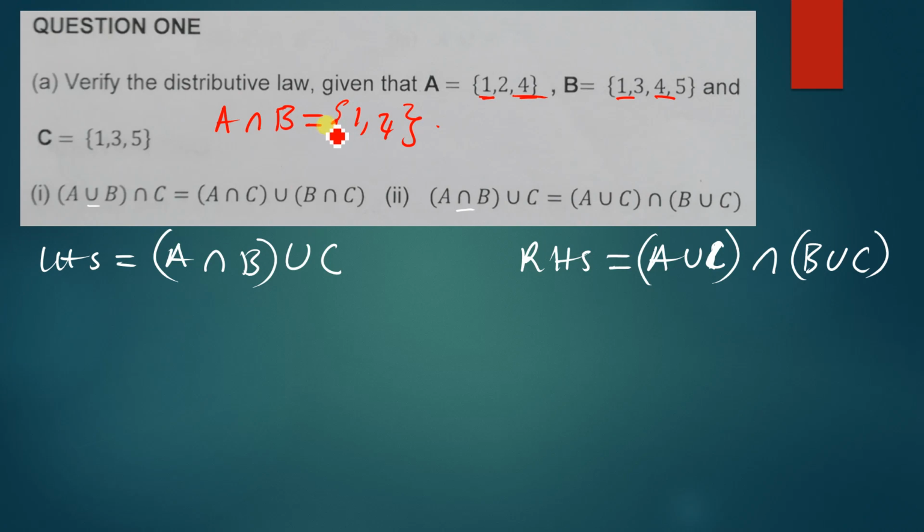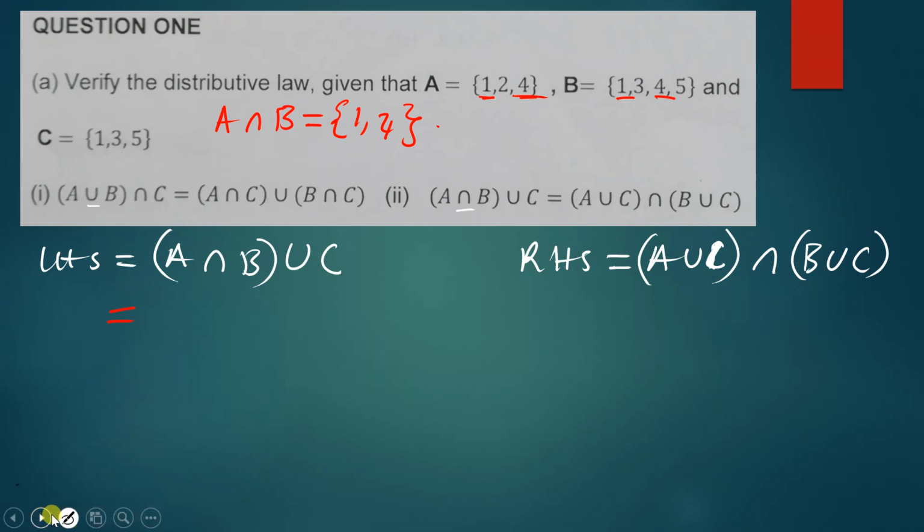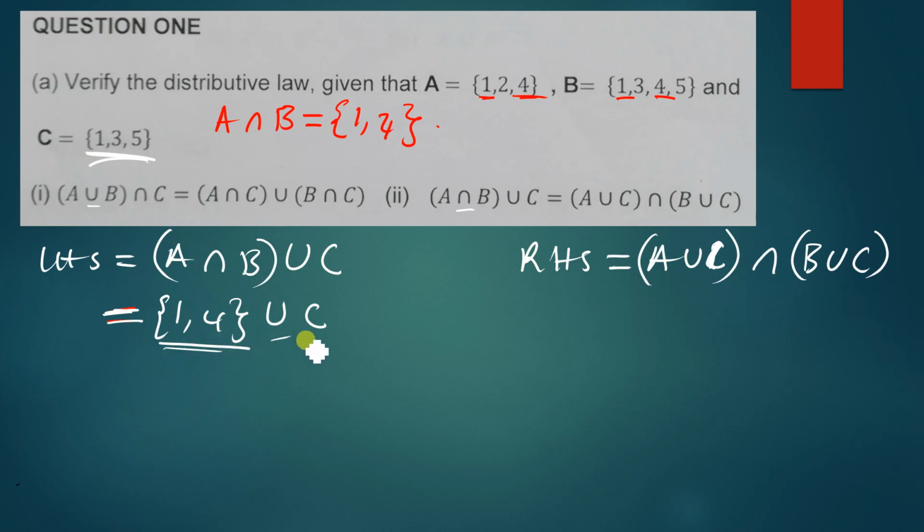And then we have these common elements. So if you want, you can even write it there. We can write this there, which is {1, 4}. Then we say union C. So what is C? Our C is {1, 3, 5}. So we have to combine this set and this set because we are saying this set union C. So meaning we have to combine these two sets.